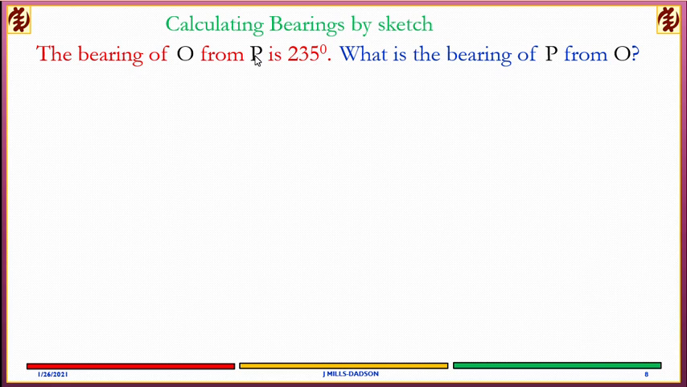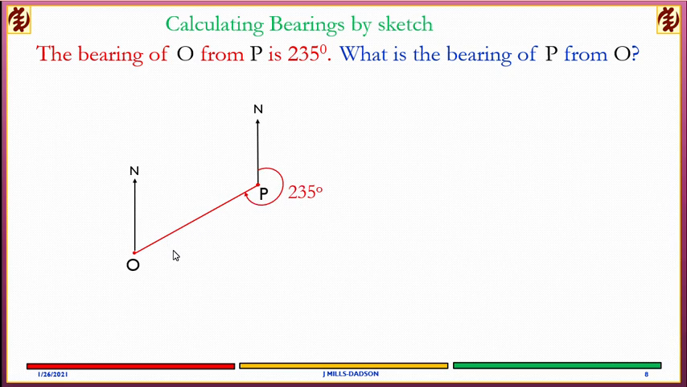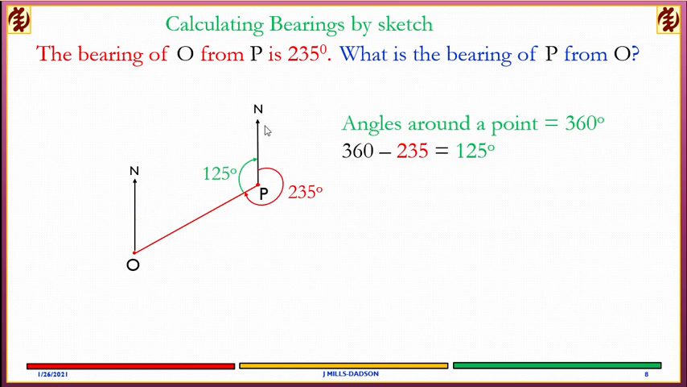We start with letter P and create a reflex angle of 235. So that is a reflex angle. So that shows where O is. Now we're looking for this angle. Okay, you can work out this angle because 360 degrees for angle around the point. So that's the working out. 360 minus 235 equals 135. Reason is angle around the point.